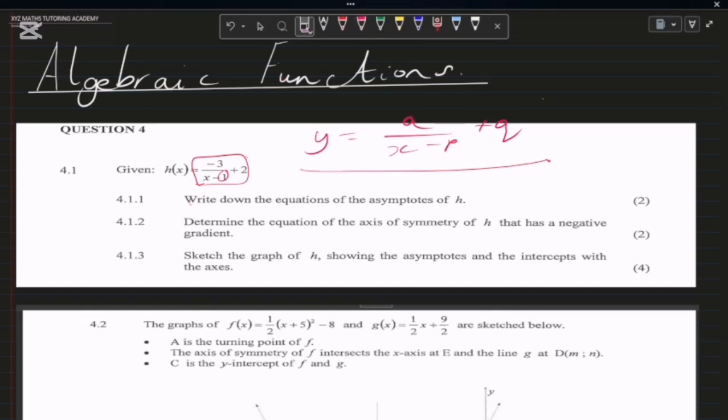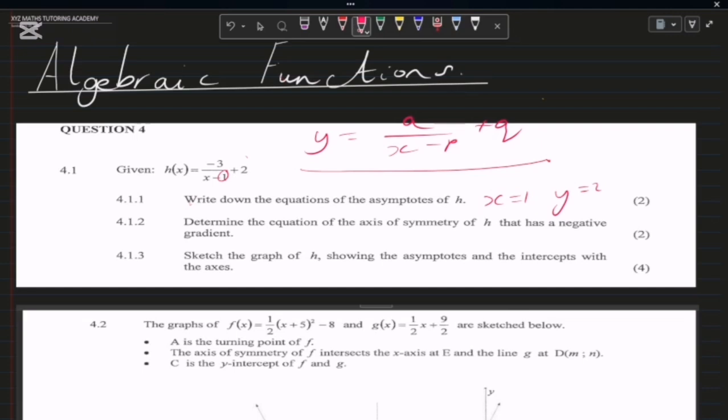So let's continue. The first question, question 4.1.1, they say write down the equations of the asymptotes of h. We have already answered that question. So we know that the vertical asymptote is x is equal to p, and in this situation p is 1, so it's x is equal to 1. And then the horizontal asymptote is y is equal to q, so it will be y is equal to 2. So this one is done.